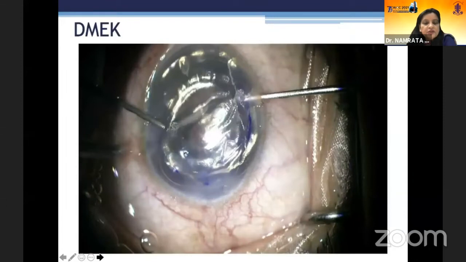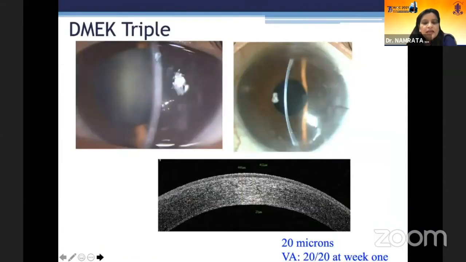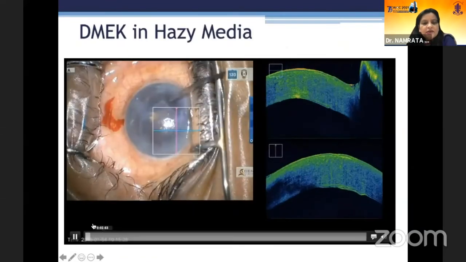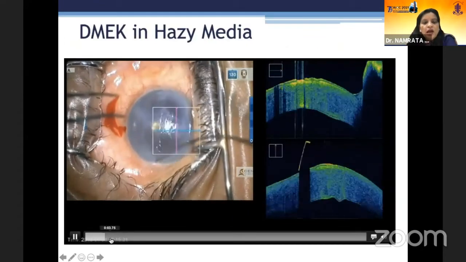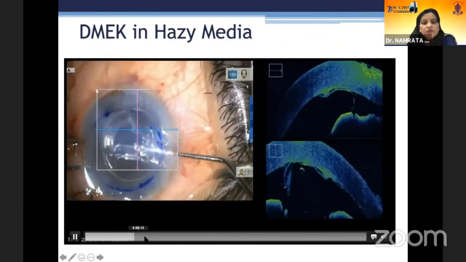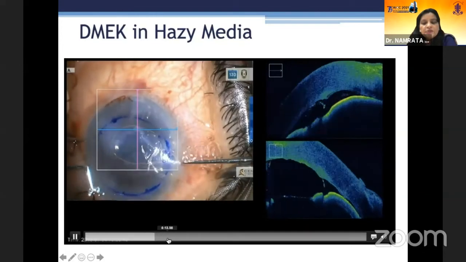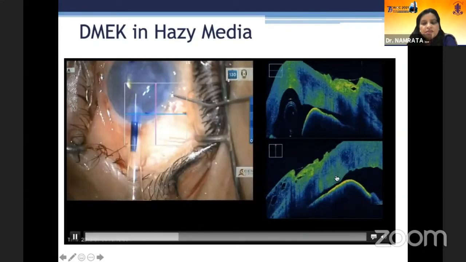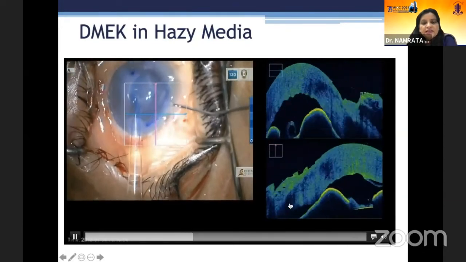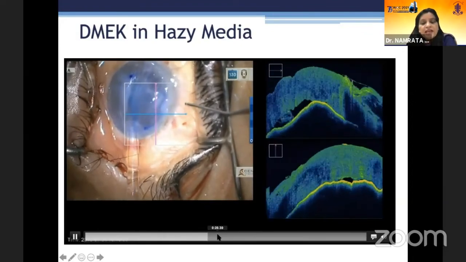I think about the DMEK, I would just like to show one case, which would be the last case, to show how in hazy corneas it does help. Now, this was a case in which the descemetorhexis was done. So these little shreds can be seen here. And an S-shaped stamp was also put there.